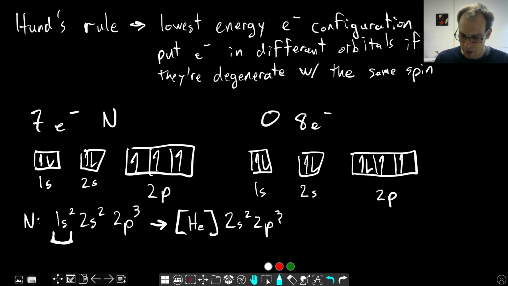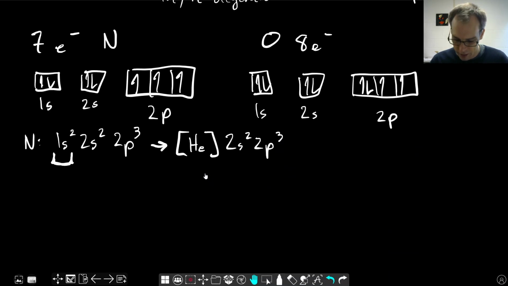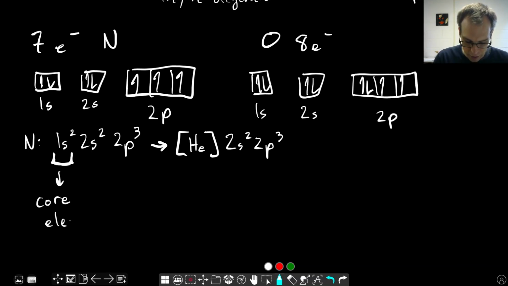And this also introduces the idea that we have different roles of the electrons here. Our 1s electrons don't matter for the chemistry that happens with the atom. It doesn't matter for electrons being shared between molecules. So we call these the core electrons, and they essentially don't participate in chemical bonding and things like that.